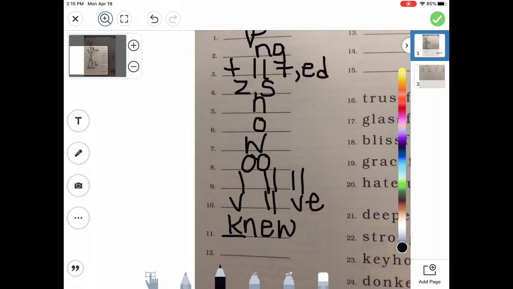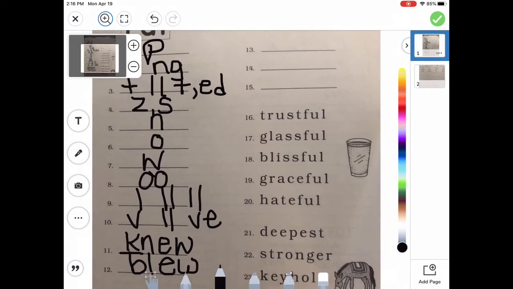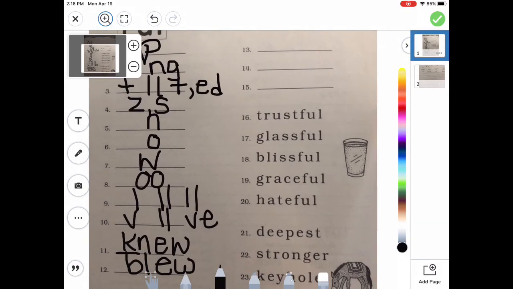What about blue? Not like the color blue, but like I blew on a dandelion. It'd be blew, BL, and then that EW. So in those, it really depends how you spell it by what your meaning is, okay?